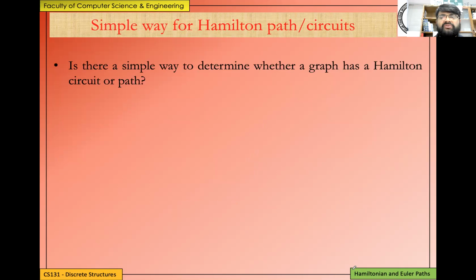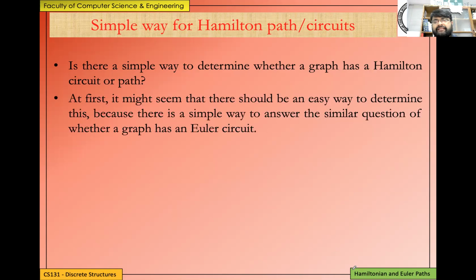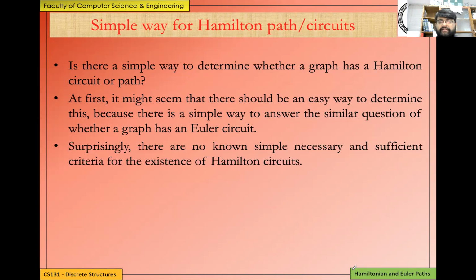So how do you determine if there is any simple way to determine whether a graph has a Hamilton circuit or a Hamilton path? Well, it might seem that, as simple as it was to get answers for Euler circuits, a very similar question, since there was a simple way and a very clear answer there, at first it might seem that there is also an easy way to determine this. However, there are no known simple, necessary and sufficient criteria for the existence of Hamilton circuits.